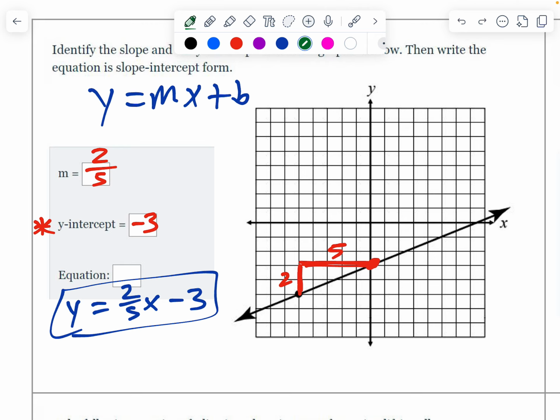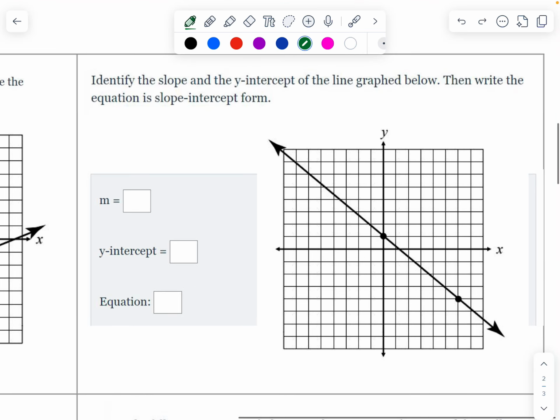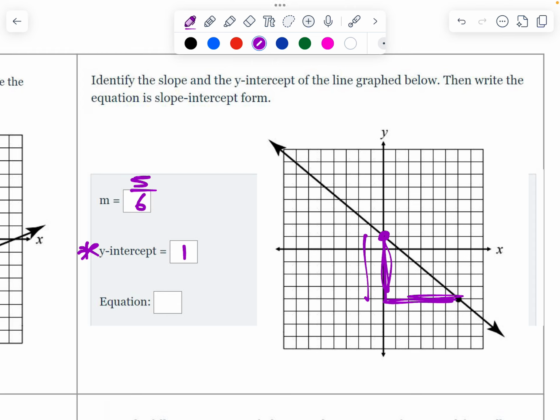Okay? So same thing on the other graph. Again, I'm just going to start with the y-intercept. So there it is. That's positive 1. And then my rise over run, just got to count it out. That's 1, 2, 3, 4, 5 on the rise. And then 1, 2, 3, 4, 5, 6 for the run. So down 5 over 6.